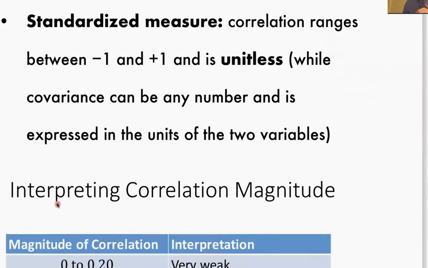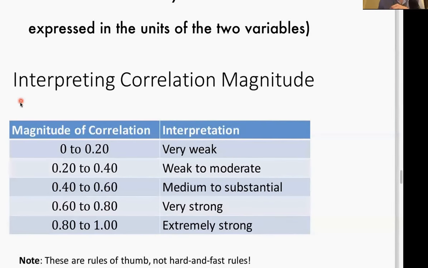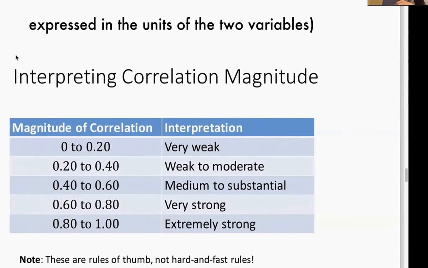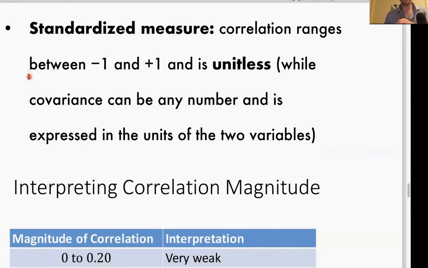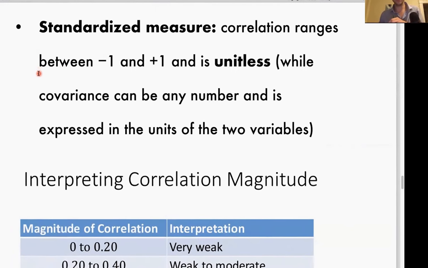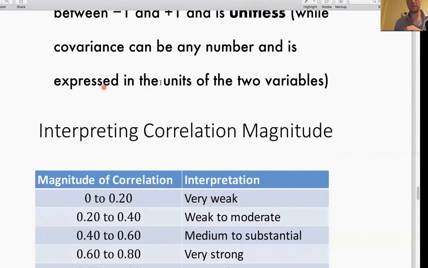Now I'm giving you slide 50, I think 77 in the lecture today. Just remember that a standardized measure, correlation, ranges between -1 and 1 and is unitless, while covariance can be any number and is expressed in the units of the two variables.